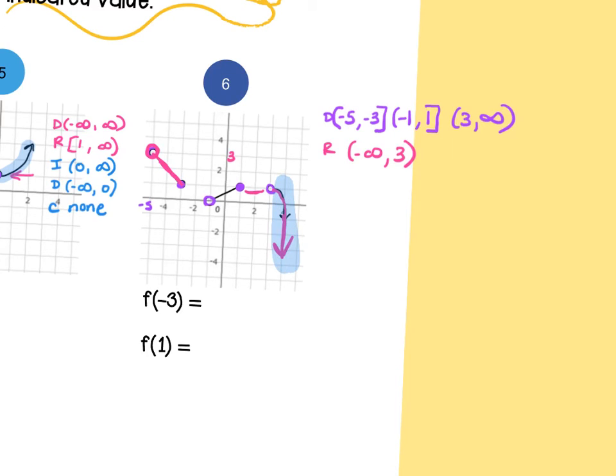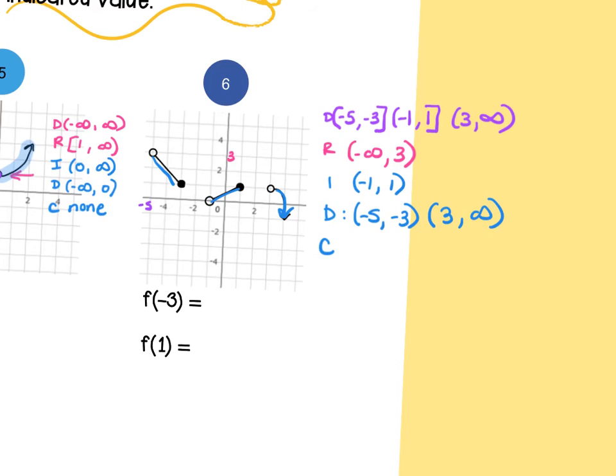Then increasing, decreasing behavior. If I go from left to right, this first part's decreasing from negative 5 to negative 3. Points can increase or decrease, so they get the parentheses. Then it comes up, so it's increasing from negative 1 to 1. And then it's decreasing again from 3 to positive infinity. And again, no constant because there's no horizontal.